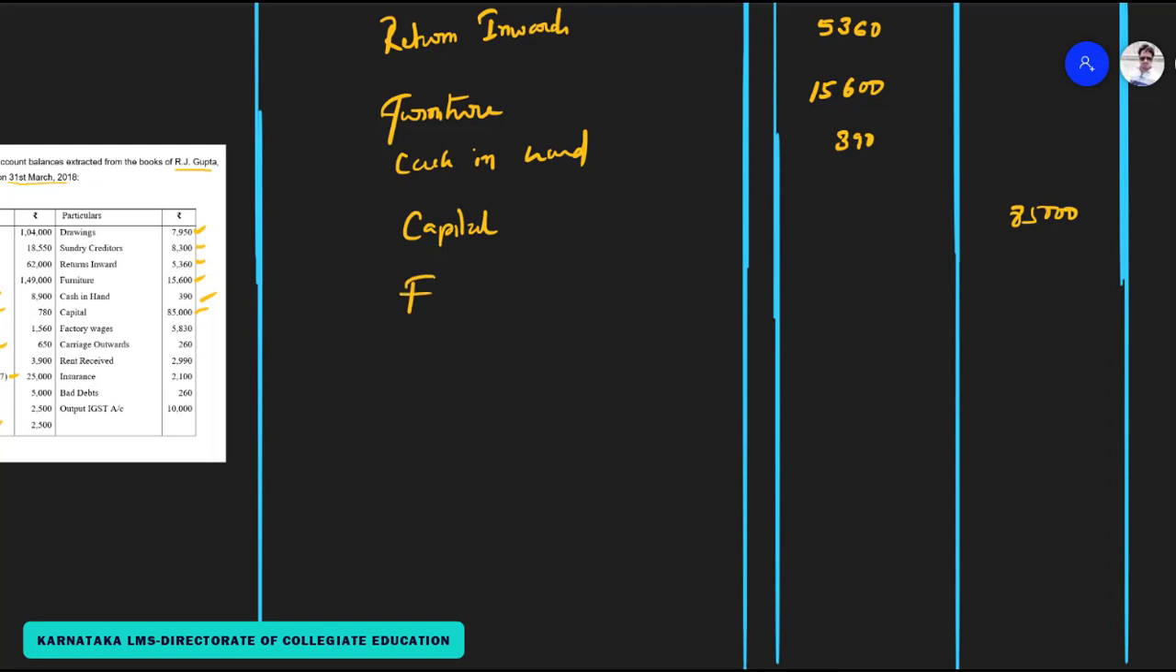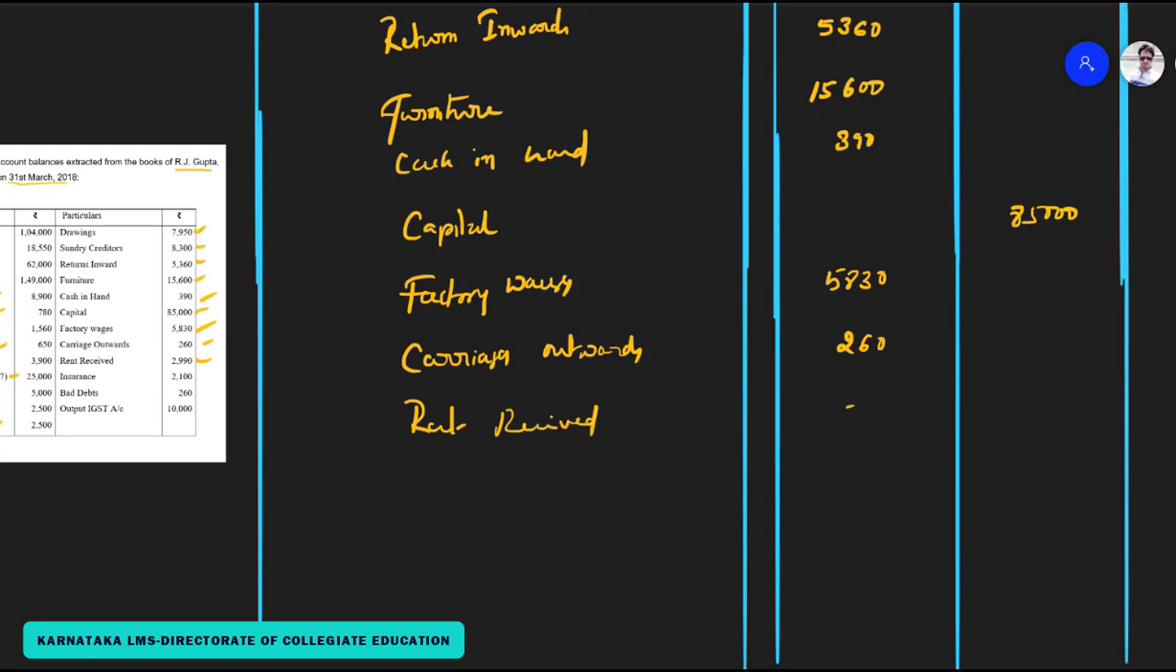And then factory wages, it is like an expenditure, so on the debit side 5,830. Next thing is carriages outwards. Carriages outward is also an expenditure, so this is on the debit side. And next, rent received is an income, so on the credit side rupees 2,990.